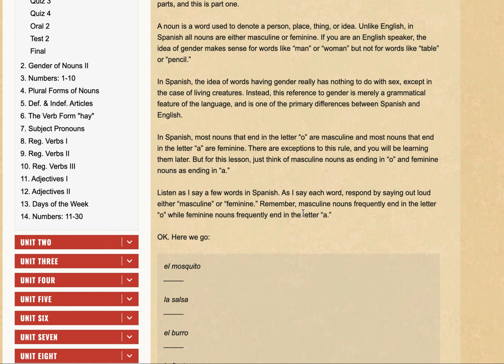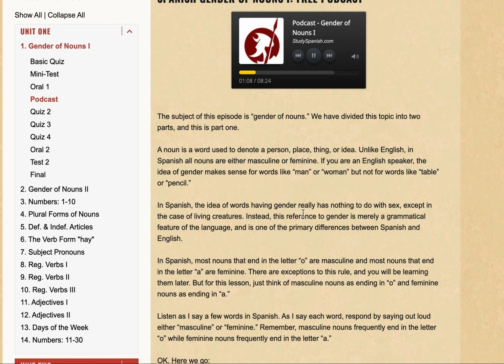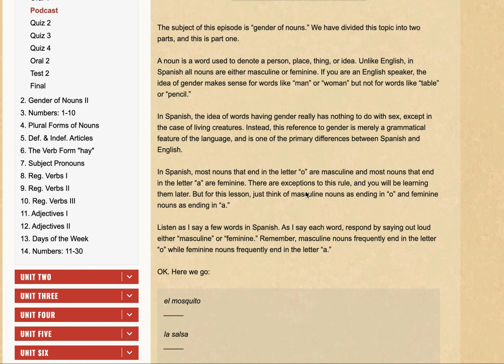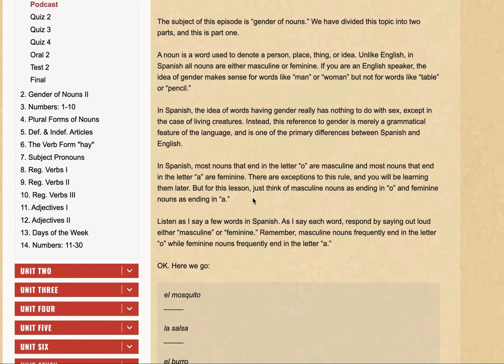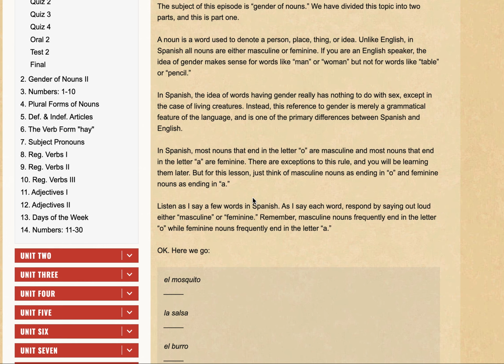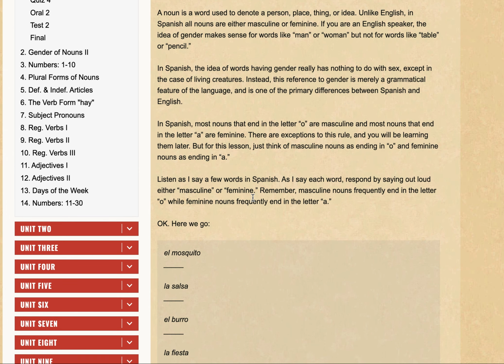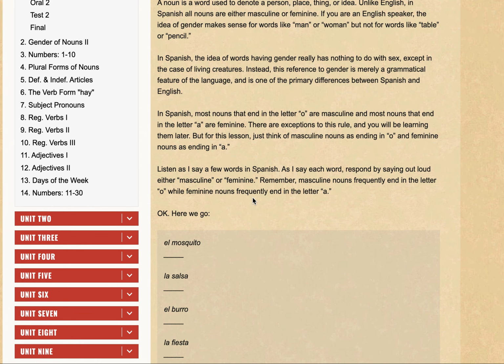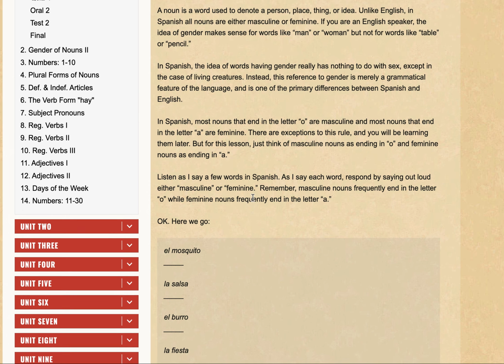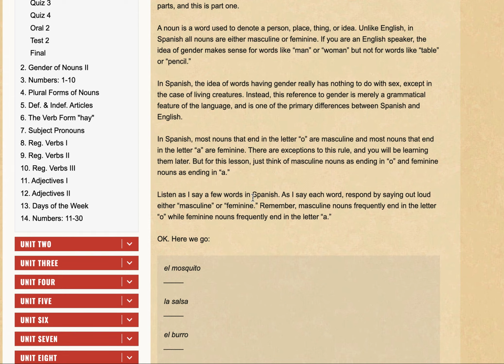In Spanish, most nouns that end in the letter O are masculine, and most nouns that end in the letter A are feminine. There are exceptions to this rule, and you will be learning them later, but for this lesson, just think of masculine nouns as ending in O, and feminine nouns as ending in A. Listen as I say a few words in Spanish. As I say each word, respond by saying out loud either masculine or feminine. Remember, masculine nouns frequently end in the letter O, while feminine nouns frequently end in the letter A.